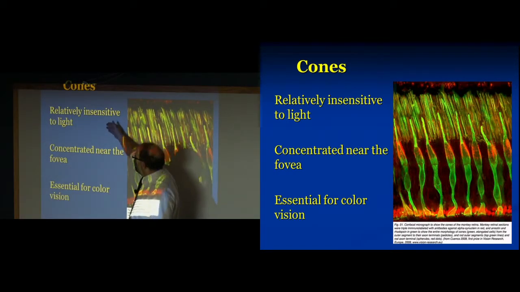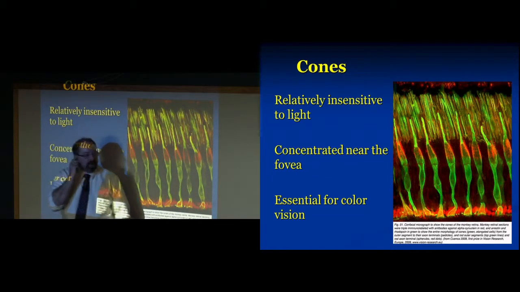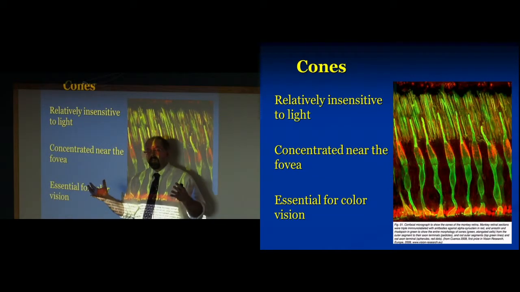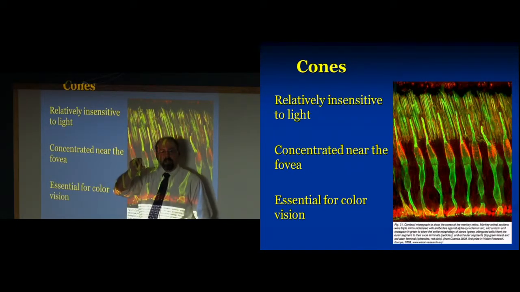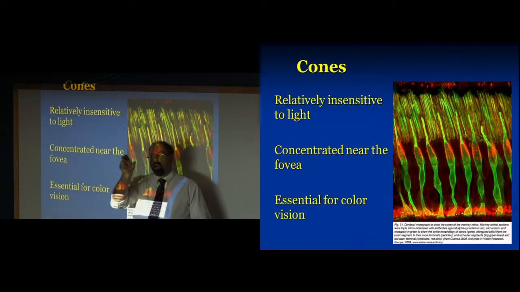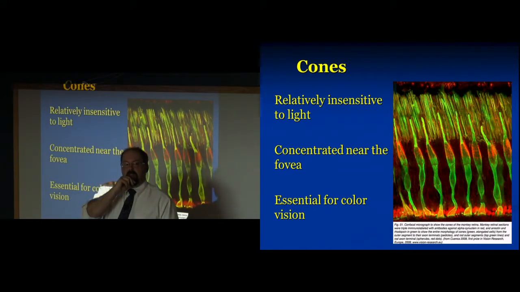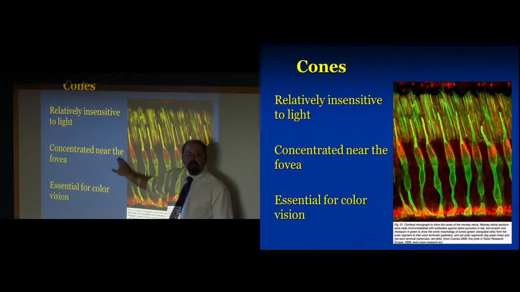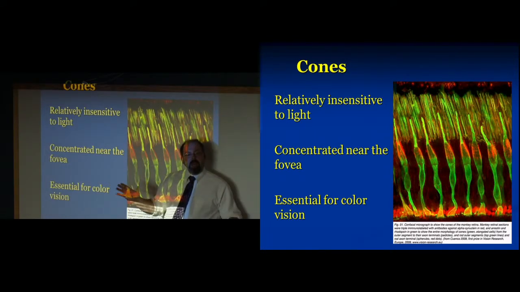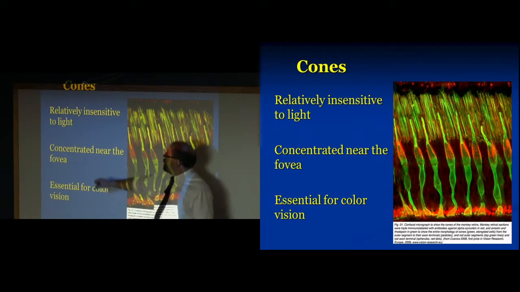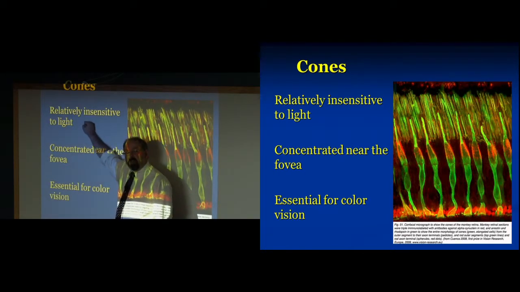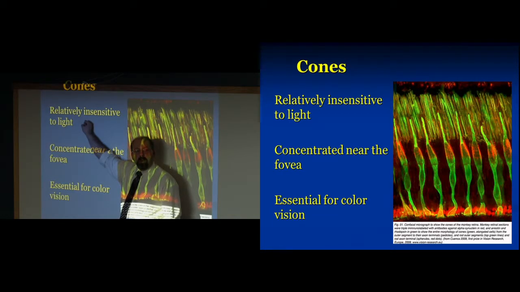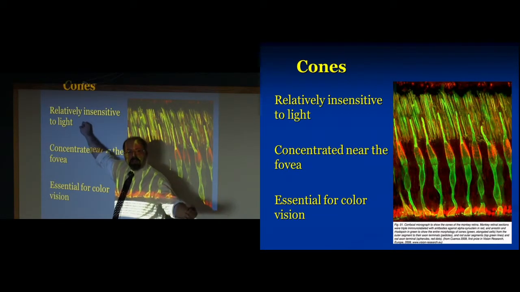Now, one way you can show yourself that they're relatively insensitive to light: if you sit in a room with a dimmer switch, and you see all the colors, and you turn down the lights a little bit, eventually you're going to get to a point where you turn down the lights enough that the cones can no longer respond. You can still see the room okay, but you can't see the colors anymore. That's because the cones need quite a bit of light in order to respond, whereas the rods don't.